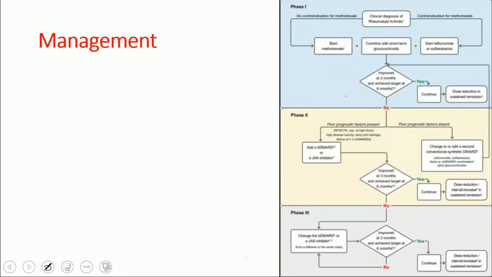The problem with DMARDs is they take time to work. They take time to kick in. They take at least about 4 weeks to start working. So for that period of time, until your drug starts kicking in and gets working, we will give a bridging course of steroids, to bridge the effect. We will give some steroids to bridge the effect.